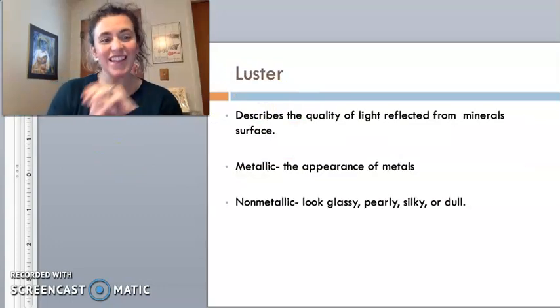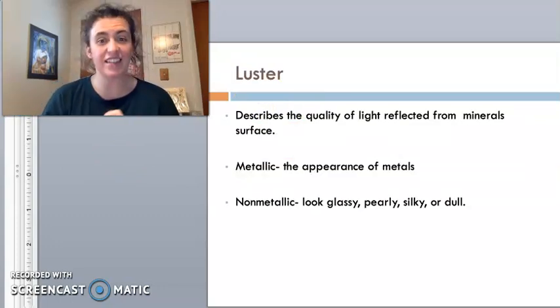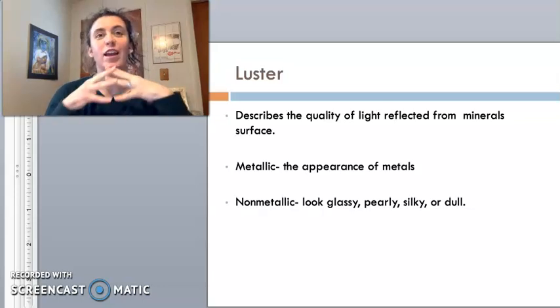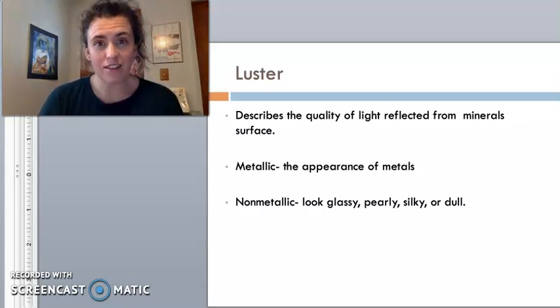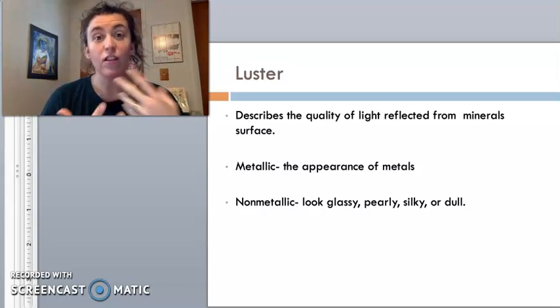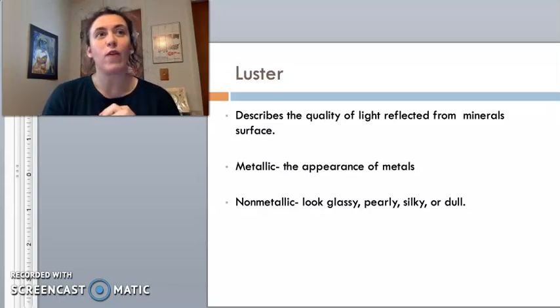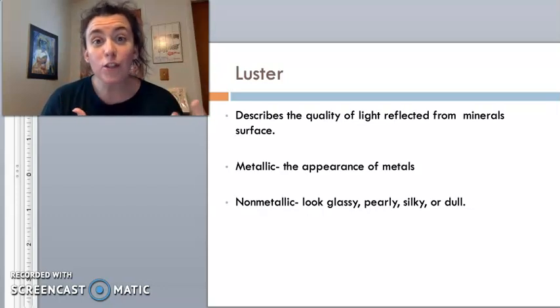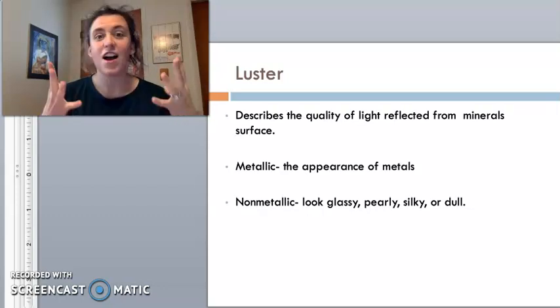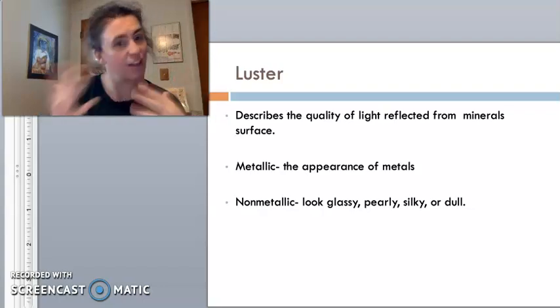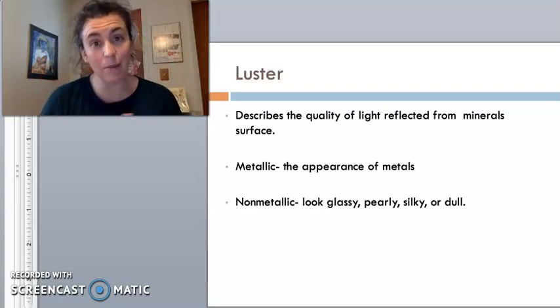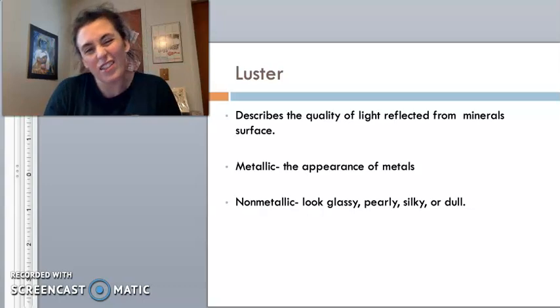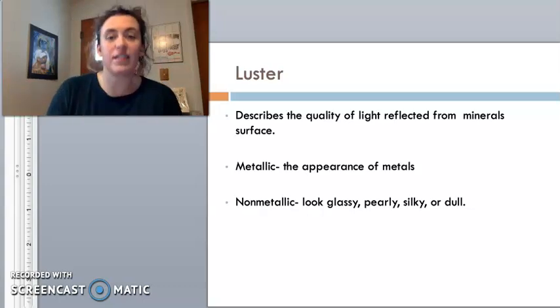All right, luster. Luster is basically how we are describing the quality of the light that is reflected from the mineral's surface. So if you think of the term luster, you may have heard the term lustrous. If you've ever watched a video or a commercial about a hair product, they're like, oh, this shampoo will make your hair lustrous. Well, they basically mean that it'll make it shiny. So that's what luster is: how is that mineral reflecting light?